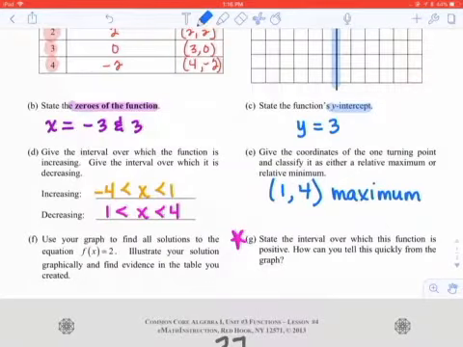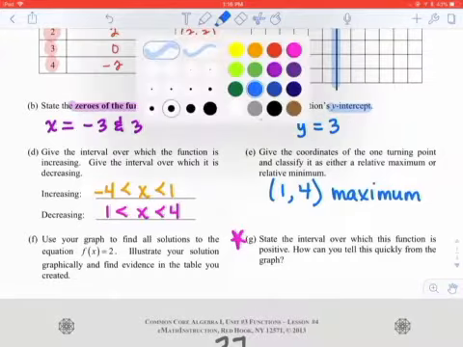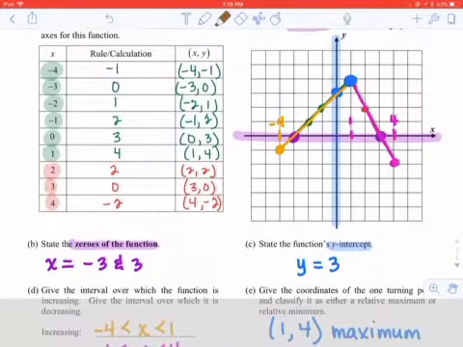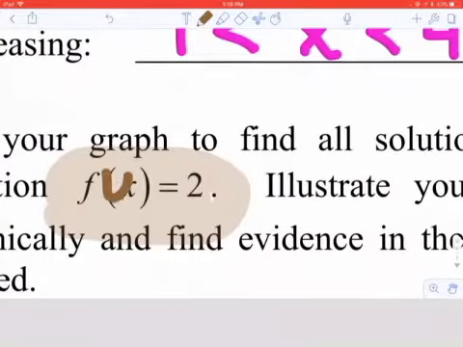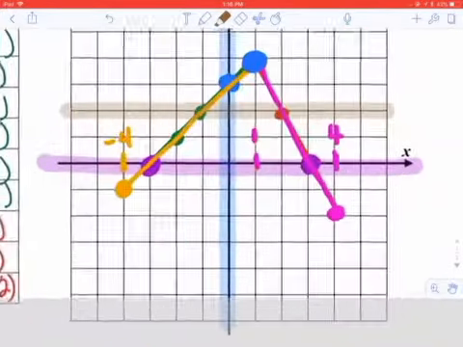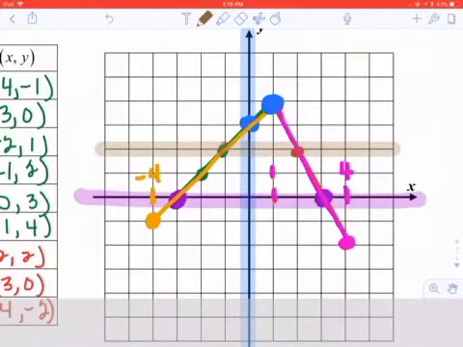F is review of something we did last week and the week before. Use your graph to find all solutions to f of x equals 2. So we're looking for where f of x equals 2. Well, f of x is the same thing as y, so we're really just looking for where y is 2. All right, well, y is 2 all along this line, y equals 2. And so where does that intersect our graph? Remember, we don't want where it intersects the axes, just the graph. It intersects here, and it intersects there.